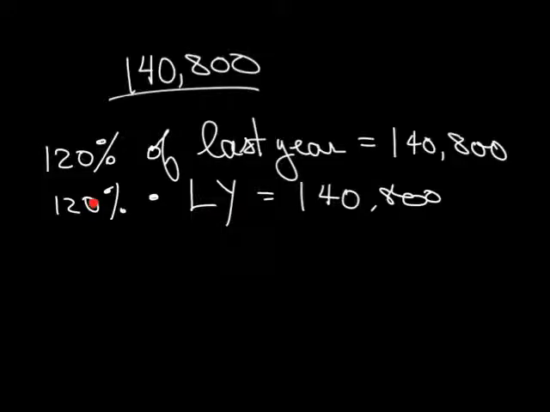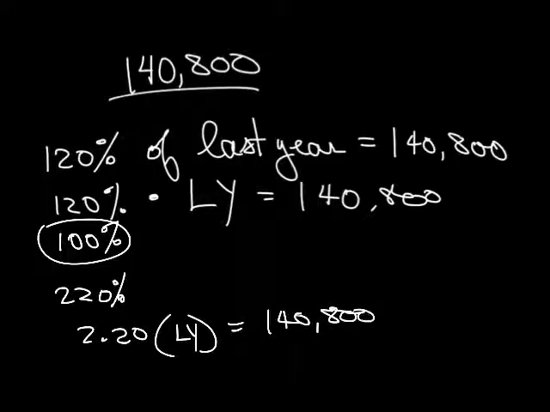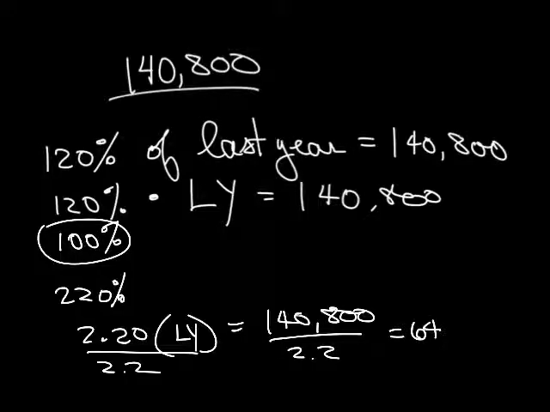which is true. 120% above last year's is 140,800, but 120 above last year or beyond last year or greater than last year. Last year's, regardless of how good the harvest was, last year's harvest was 100%. So it was 120% greater than last year's. So when you add last year's to this year's, you really have 220%. So we're going to make that 2.20. We're going to change it from a percent to a decimal. We're going to multiply it by last year's and get 140,800. Divide both sides by 2.2. And we get 64,000 bushels.